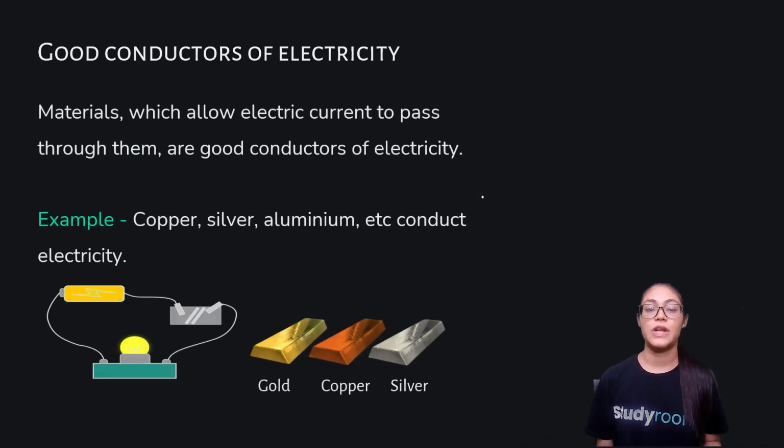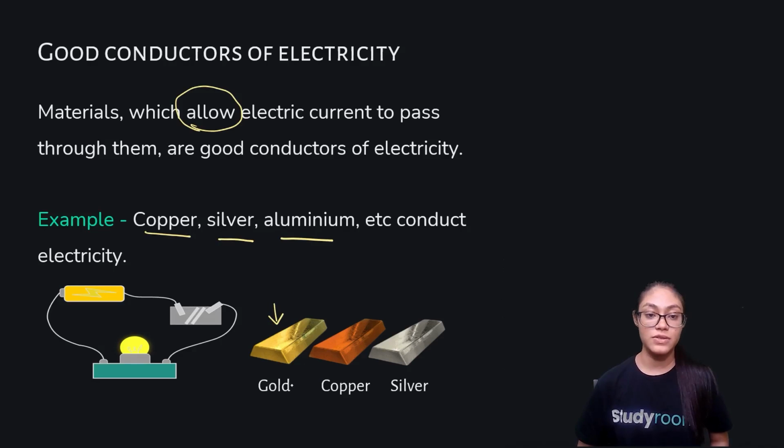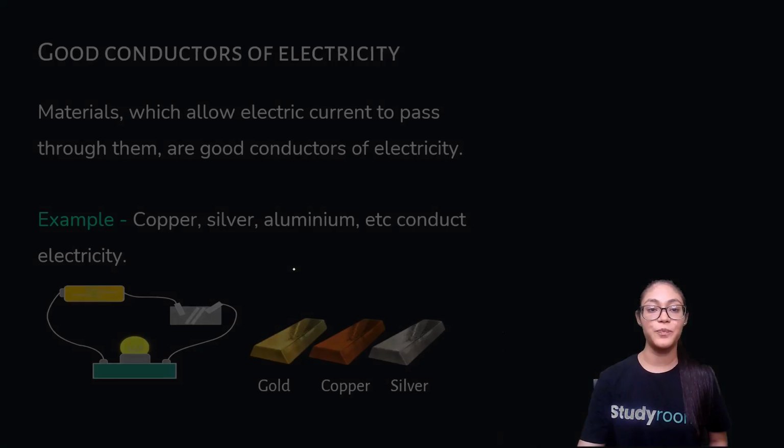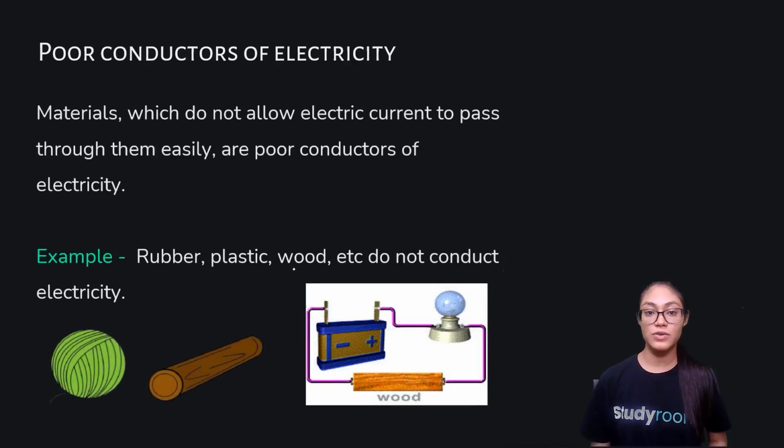What are good conductors of electricity? Materials which allow electric current to pass through them are good conductors of electricity. They allow the electric current to pass through them easily. Now, what are examples of good conductors of electricity? Some of those are copper, silver, and aluminium. Correct? Even gold is a good conductor of electricity. So we can easily remember the examples of good conductors of electricity: copper, silver, and aluminium. Correct? Let's move on.